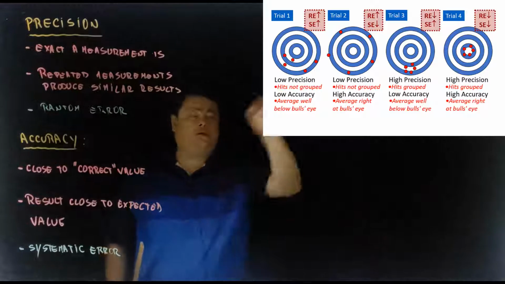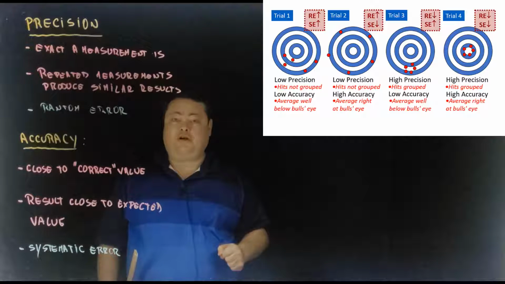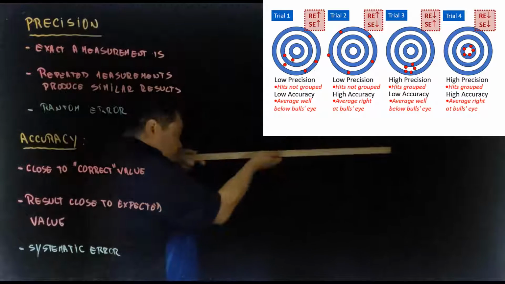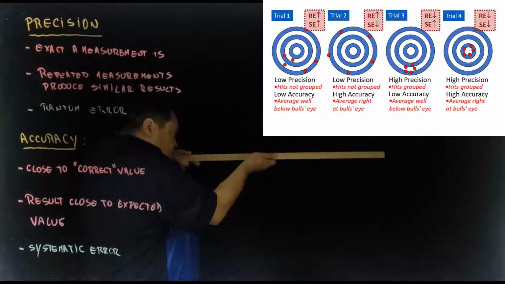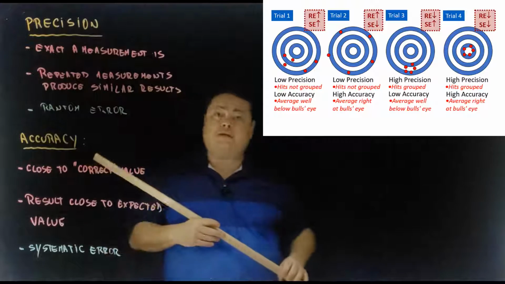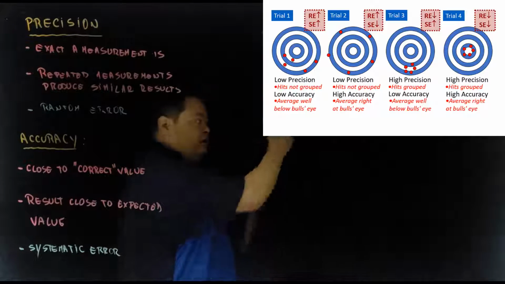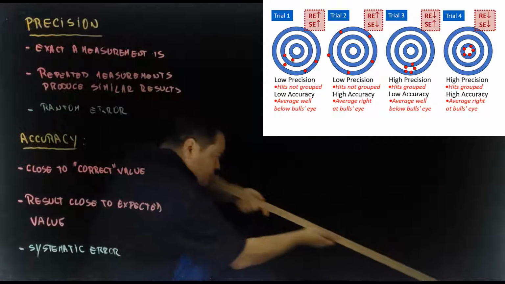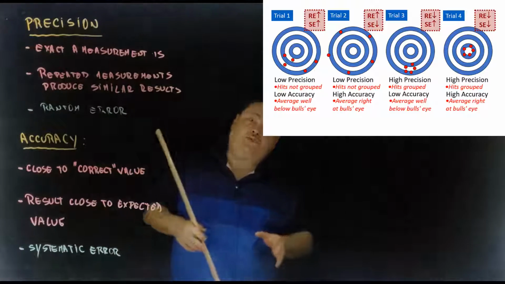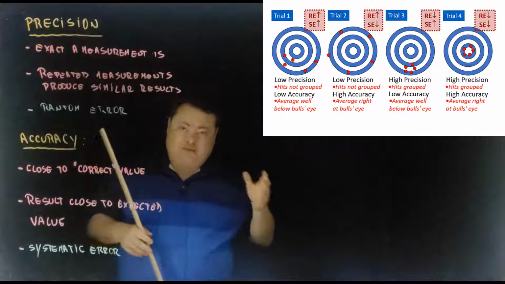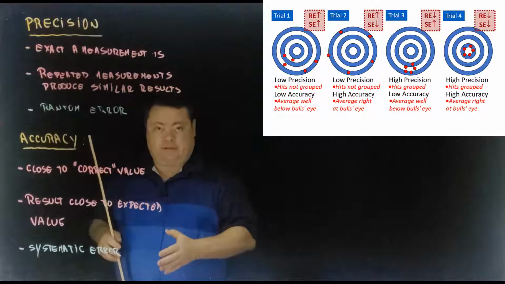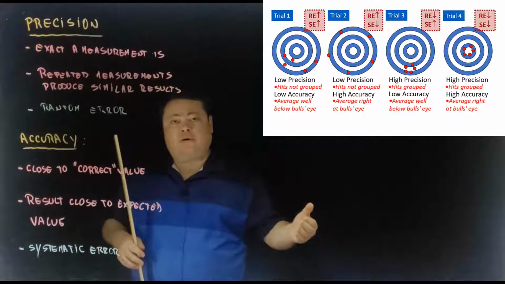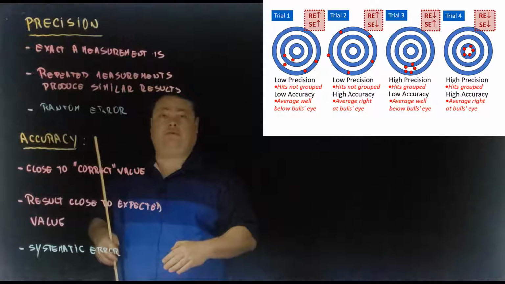The third situation here is a good shooter, so he's holding his gun steady. He always shoots on the same spot, but his gun is out of alignment, meaning again that he shoots here, but the impacts happen down here. This situation is precise but not accurate. In terms of error, it relates to small random error but high systematic error.